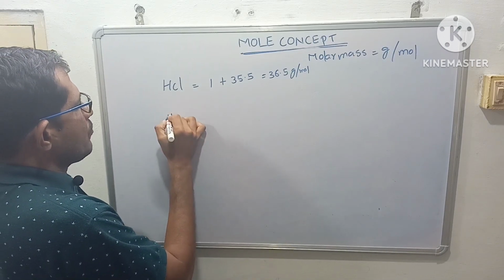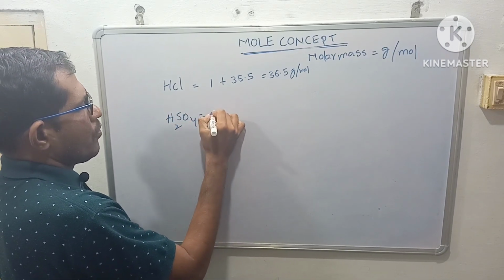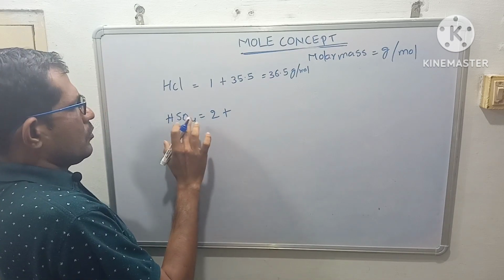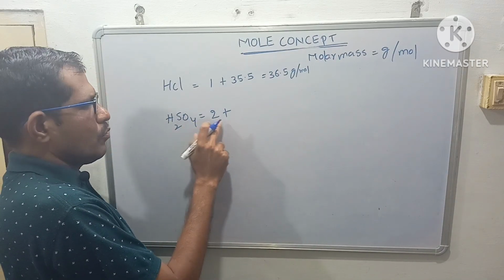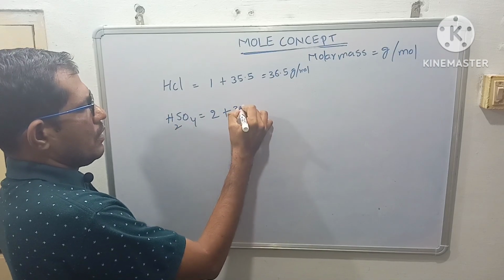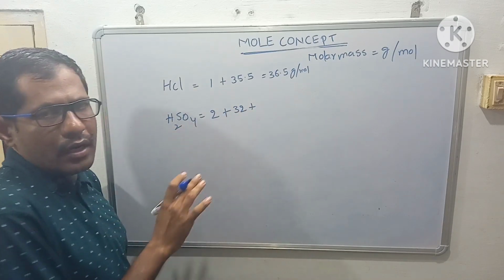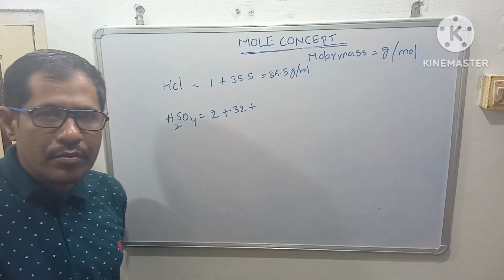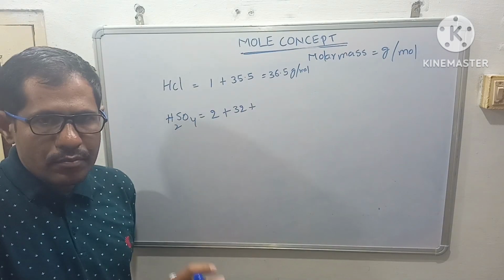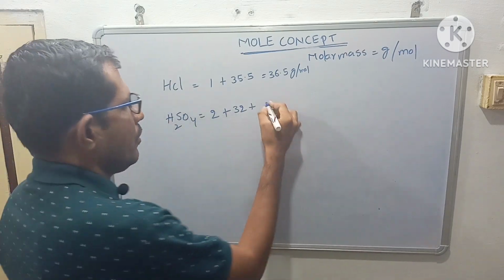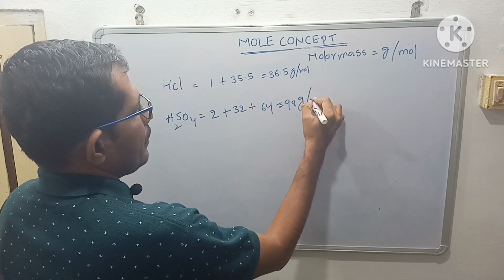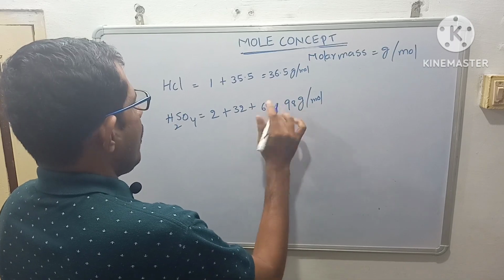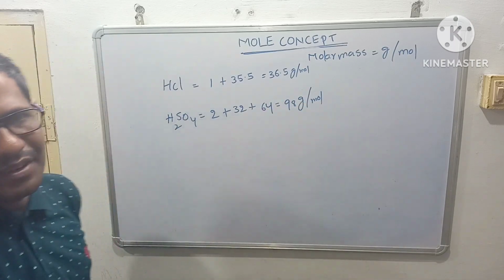Next, if you take H2SO4, there are 2 hydrogen atoms. Hydrogen atomic weight is 1 only, so 2 plus sulfur atomic weight 32, plus oxygen atomic weight 16. There are 4 oxygen atoms, 16 into 4 is 64. So here 98 will come. This is the molar mass for H2SO4, right?